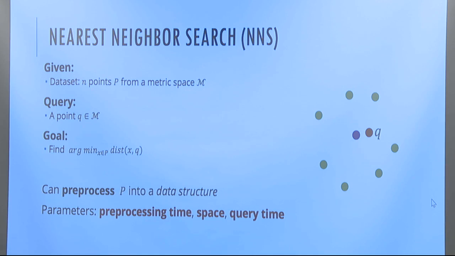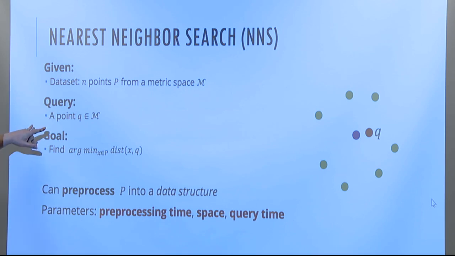So what is the thing? Here's the static version of the problem. I give you n points that I'll call P from some metric space. Then your task is to pre-process these n points into some data structure that hopefully doesn't take too much space, and that allows fast query time.